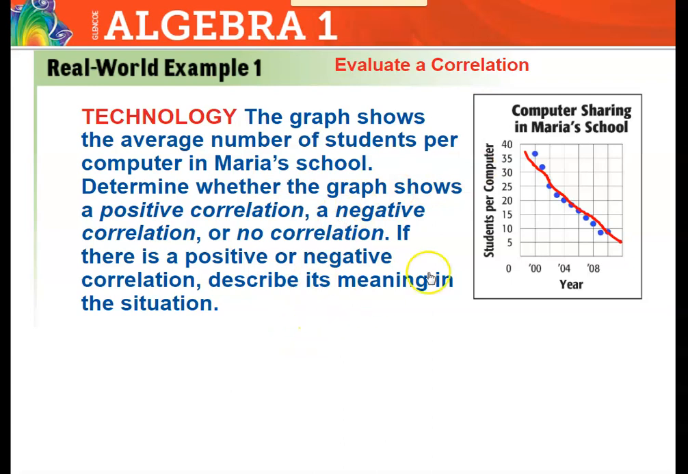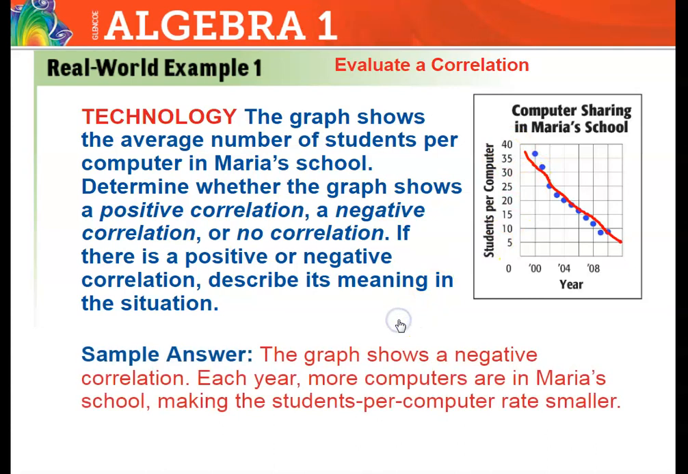So it's going to be, oh, and what does that mean? Well, as the years are going on, the number of students per computer is going down. Okay, so that rate is decreasing. So if the number of students per computer is going down, that would either mean there are fewer students in the school, which is possible, or there's more than likely more computers in the school.